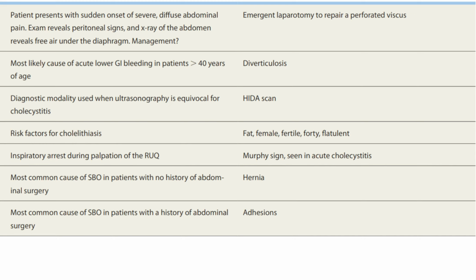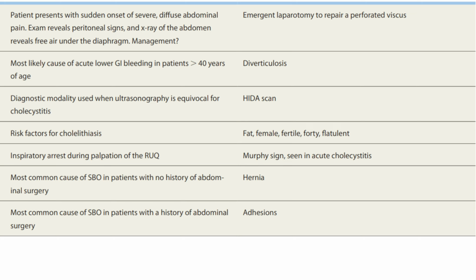Gastrointestinal, USMLE CK Step 2. Patients present with sudden onset of severe diffuse abdominal pain. Exam reveals peritoneal signs and X-ray of the abdomen reveals free air under the diaphragm. The management is emergent laparotomy to repair a perforated viscus.